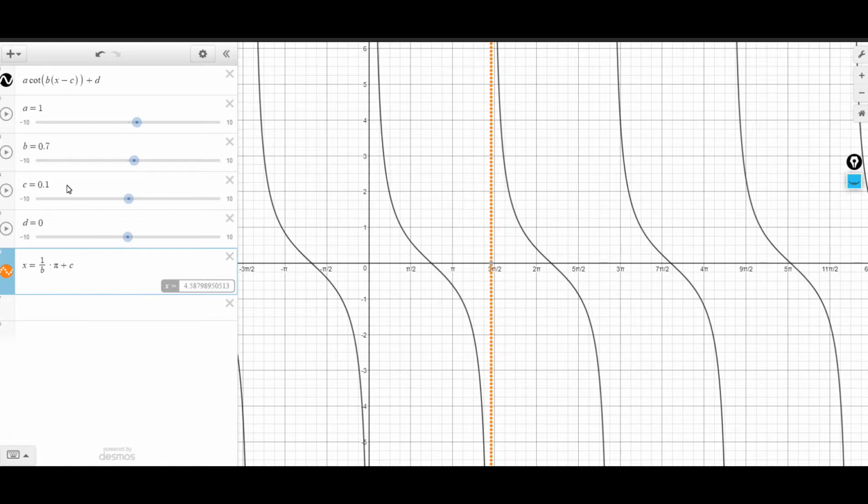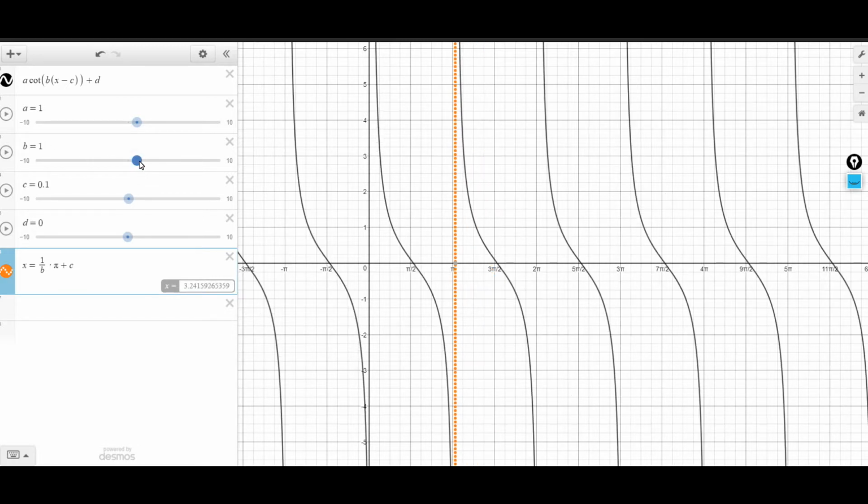So in this case, my period should be 1. So plus 1 over b times pi. That's another one. And then times 2, times 3, times 4. So it's just a matter of adding more to the rotation, just like coterminal angles are.